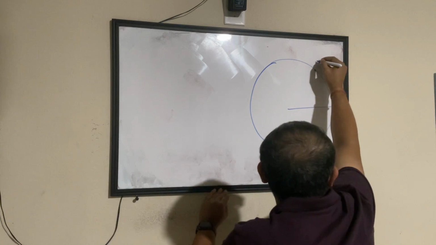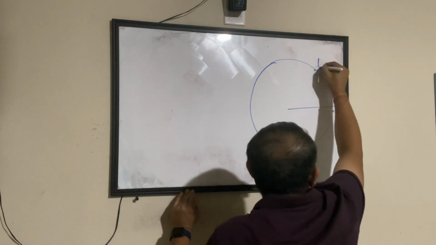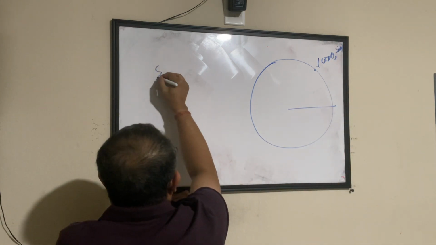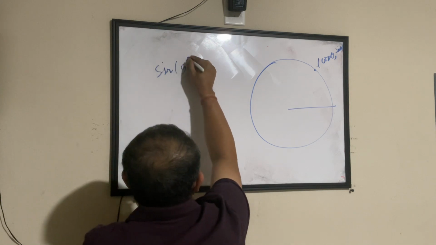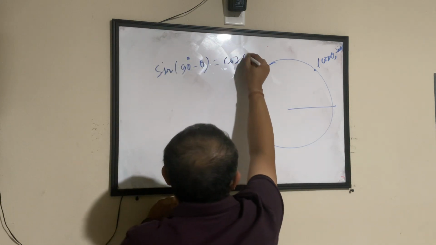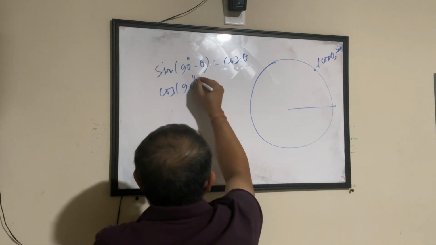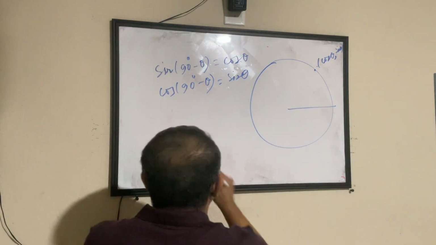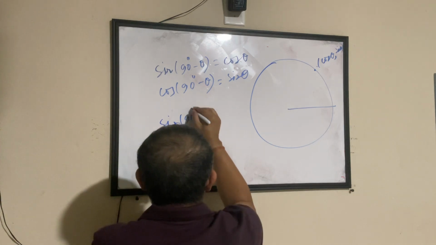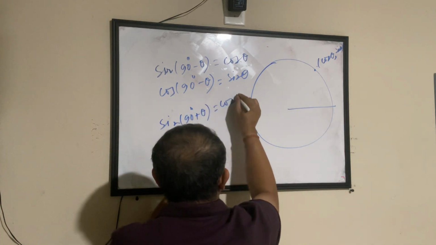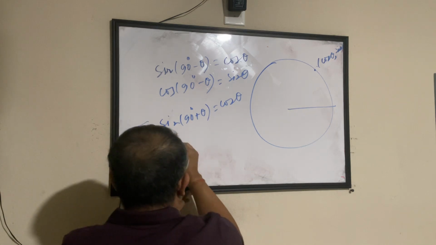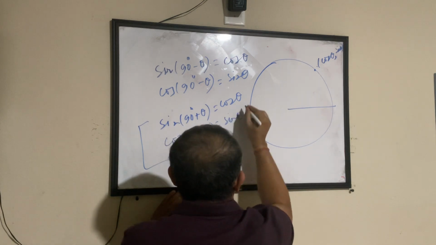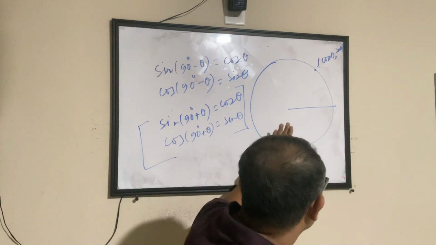But for now, I'm just doing a recap. Any point on the unit circle has coordinates cos theta and sin theta. From the complementary angle formula, we have learned sin(90 degrees minus theta) equals cos theta, and cos(90 degrees minus theta) equals sin theta. From periodicity, we saw that sin(90 degrees plus theta) is equal to cos theta in absolute terms, and cos(90 degrees plus theta) will be equal to sin theta. This is what we have seen so far, and that is what we will stick with for now.